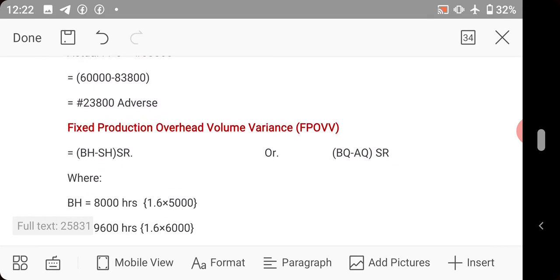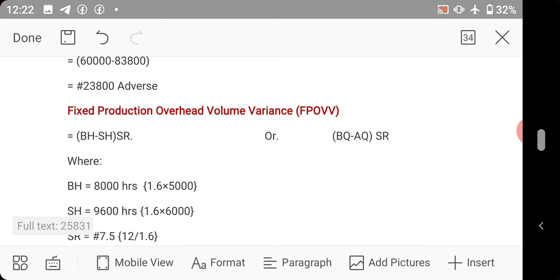So we'll now look at fixed production overhead volume variance. It also has a formula. Now, in order to master these computations, it is important you start acquainting yourself with the formulas. And this acquaintance with the formulas comes with consistent practice with the numerous questions that are available to you. So you must ensure that you keep on practicing 24/7 to master these formulas and their applications and interpretations appropriately.